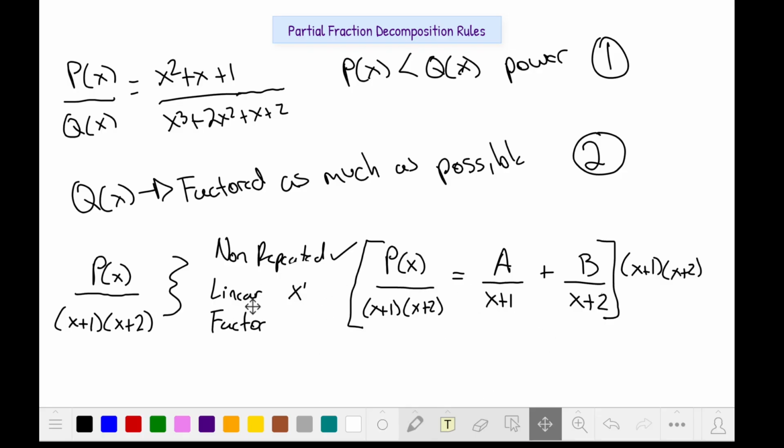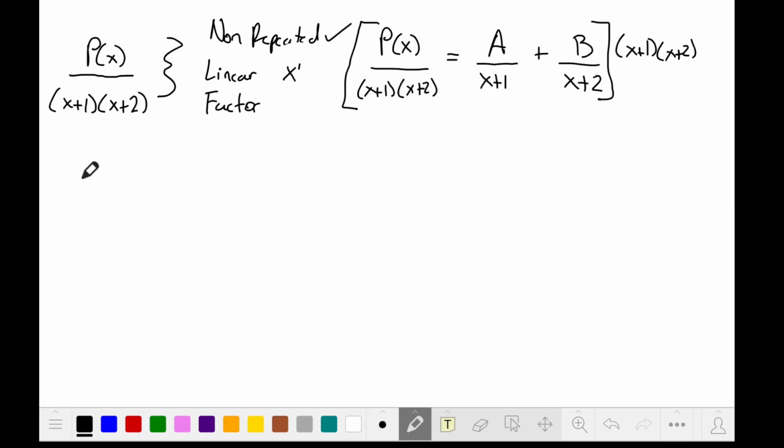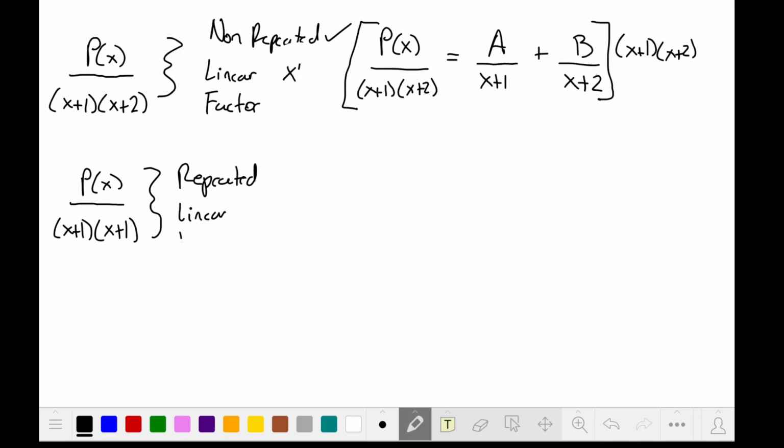But it's not always the case that we have non-repeated linear factors. This is the easiest case that we have. This is the best case scenario. So what other types do we have? Well, we could have p of x divided by x plus 1 times x plus 1. And now here we have repeated linear factors. And that's because both of the factors are the same and they're both power 1. So the biggest power of x underneath is the power 1.